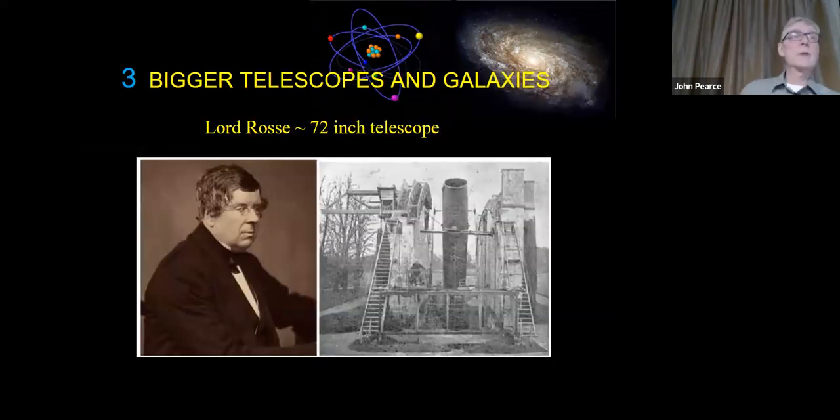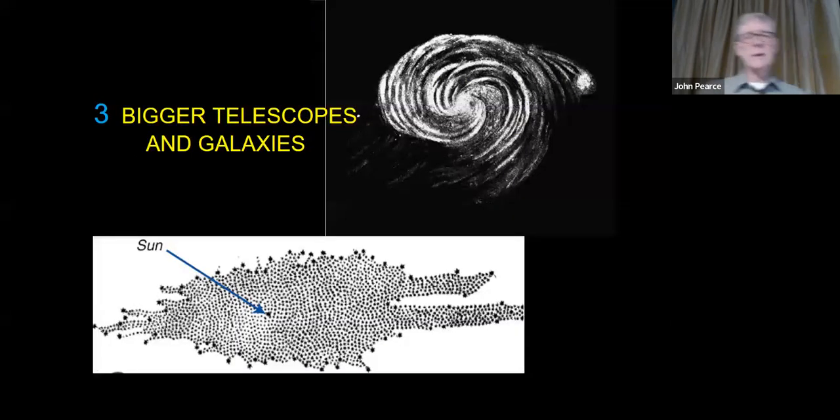We've got Lord Rosse here, who built a 72-inch telescope, and there's actually a photograph of it here. And he started to resolve the images of galaxies much better, starting to see stars in them. The sketch at the top right here is one of Lord Rosse's sketches, and the diagram at the bottom is one that was produced by William Herschel. He actually started to understand galaxies, but he didn't publish or stick with his hypotheses.